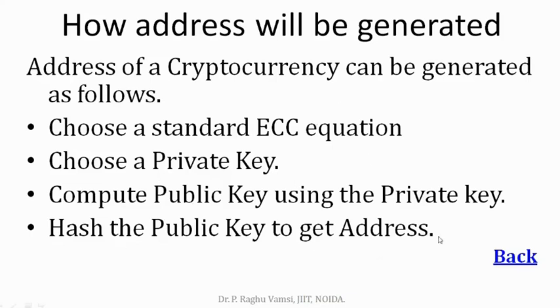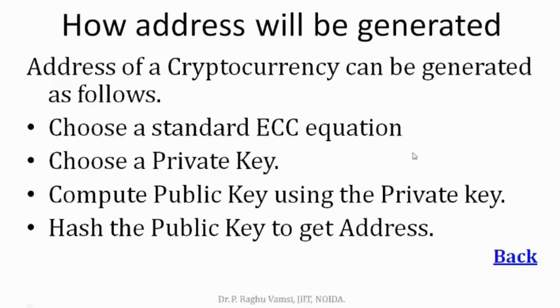Hash the public key to get the address. Hashing means you apply a cryptographic hash function on the public key that you have generated. Whatever message digest you get will be the address of your account. This is the way public addresses are generated using the elliptic curve equation with the public key and private key.